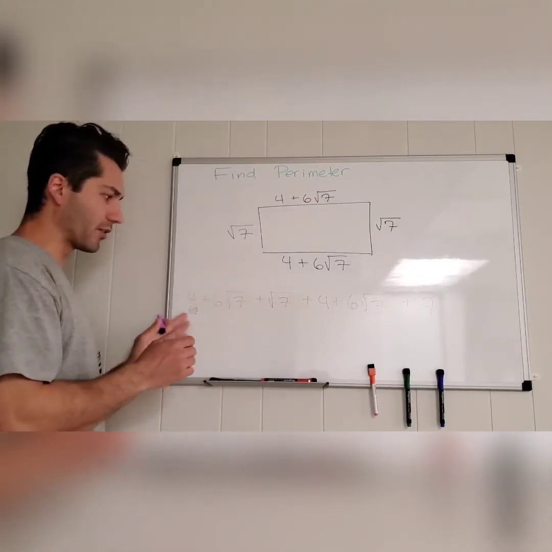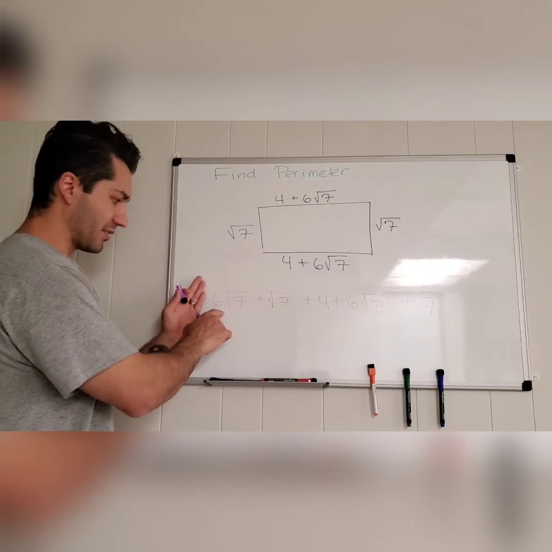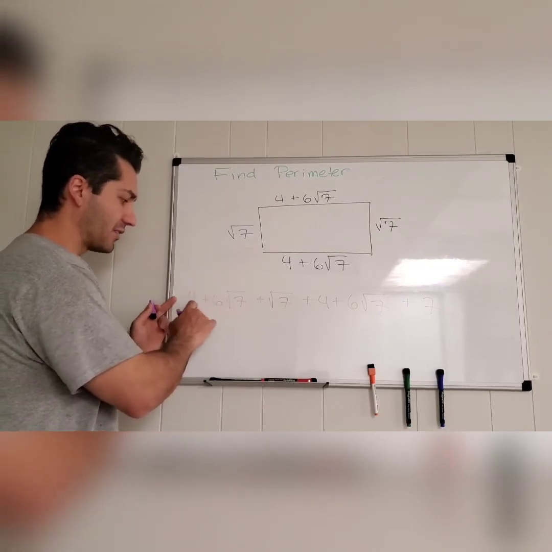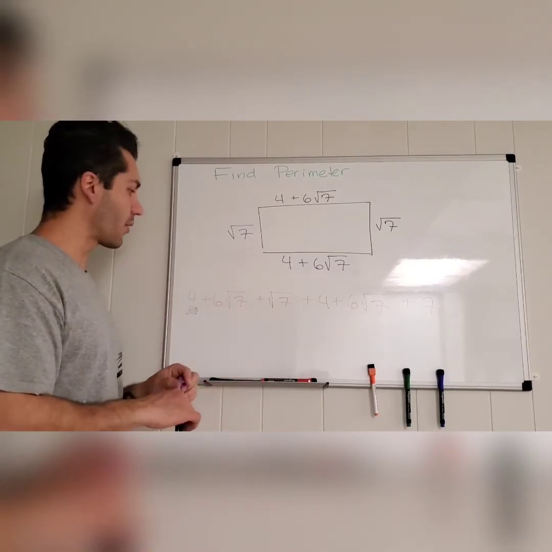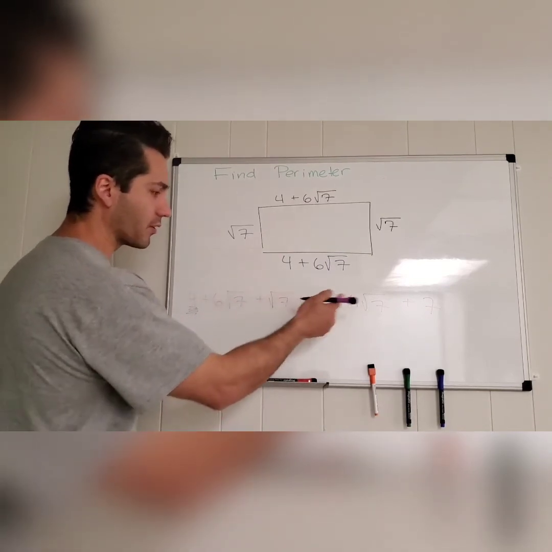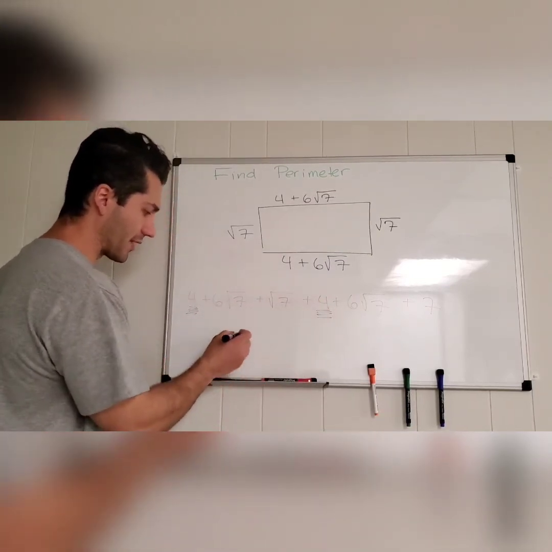Well, I said it before. 4 is an integer, regular old 4. We're not doing 4 plus 6. This 6 is attached to that radical 7. Do not add these two. That's another old mistake a lot of people used to make. The only other regular number is that other plus 4. So that's going to be an 8.